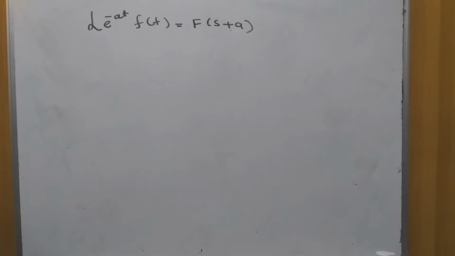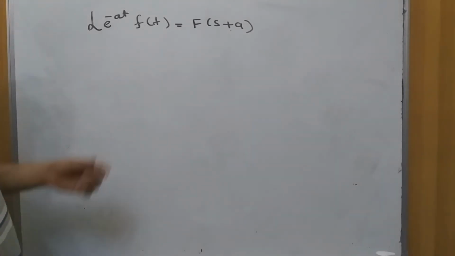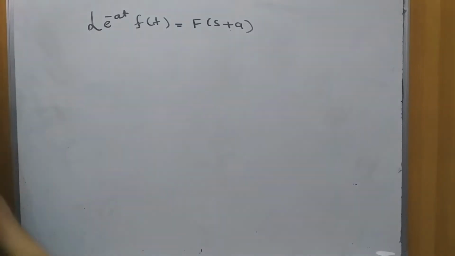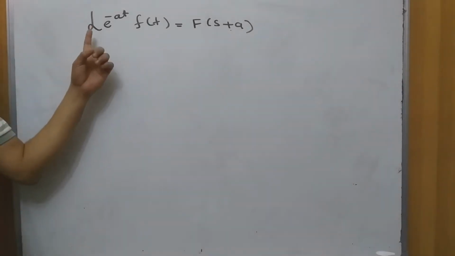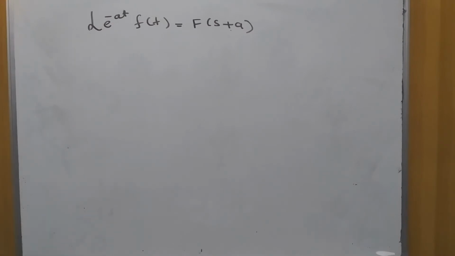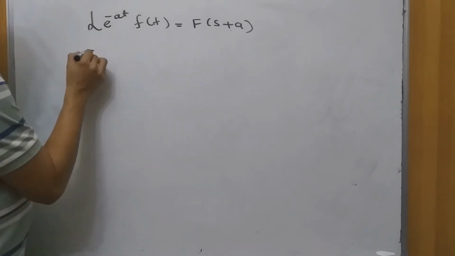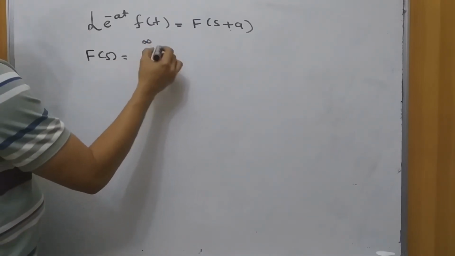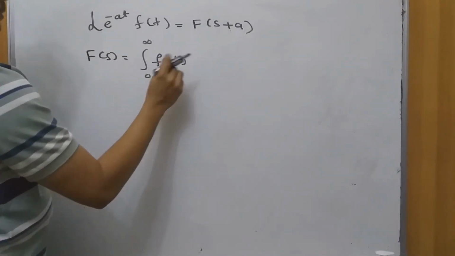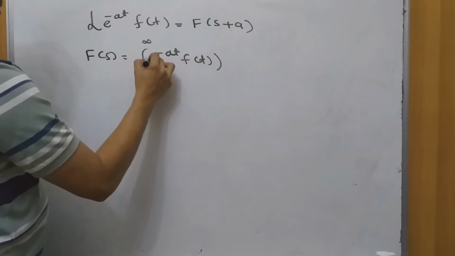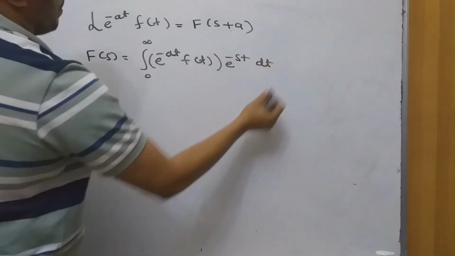Now we will be looking at some of the composite functions, where a given function f of t is multiplied by a term e raised to minus at. What will be the corresponding output? So the Laplace transform of e raised to minus at f of t is going to be F of s plus a. So let us try to do this case. F of s is calculated by the equation integral 0 to infinity. f of t is the given function. The given function is e raised to minus at into f of t. As per the basic rule, we have to multiply it by e raised to minus st dt.